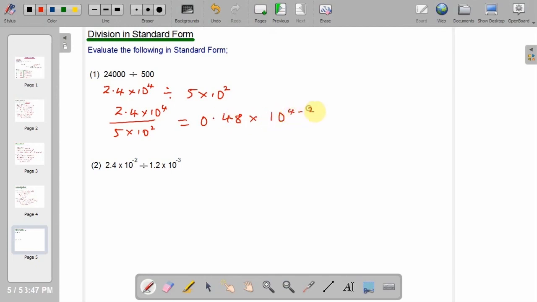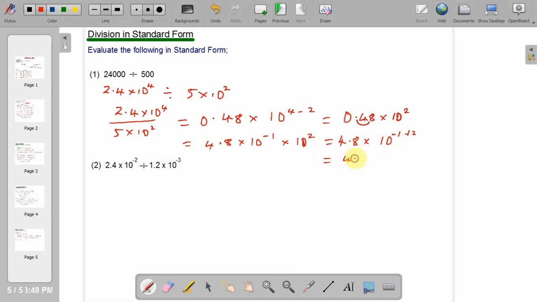4 minus 2. This gives us 0.48 times 10 to the power 2. This is 0.48. If you like, you can make it something like 4.8 times 10 to the power minus 1, because you went back this way and already we have 10 to the power 2. This becomes 4.8 times 10 to the power minus 1 plus 2, which gives us 4.8 times 10 to the power 1. Now let's quickly conclude with number 2.